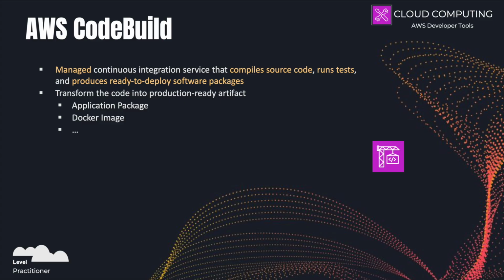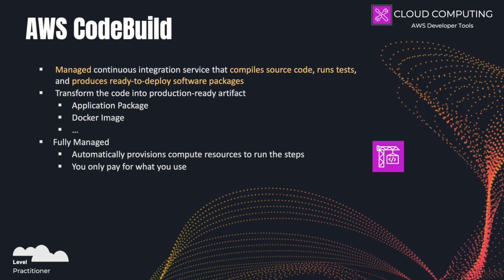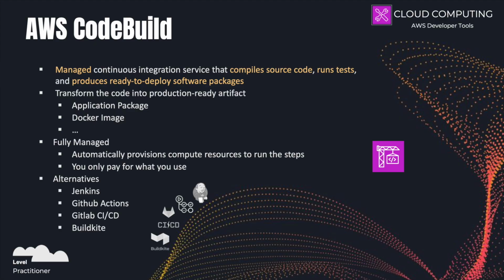another deployment bundle. The beauty of CodeBuild is that it's fully managed. You don't have to set up or maintain build servers, or worry about patching them or scaling them up or down when workloads change. CodeBuild automatically provisions the compute resources as you need, runs the tasks, and shuts everything down when it's done. So you only pay for what you use. Real-world alternatives for CodeBuild are Jenkins, GitHub Actions, GitLab CI/CD, BuildKite, and CircleCI.